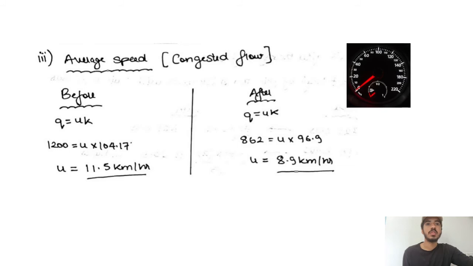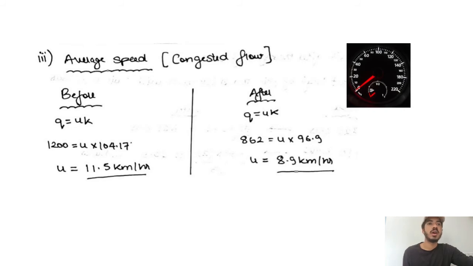Now the last part of the question is to calculate the average speed. The average speed for the congested situation can be simply calculated using the formula Q is equal to UK. For the scenario before the transfer took place, the Q value, which is 1200, is equal to U multiplied by 104.17. This was the density found using average spacing in the initial condition. Based on that, the value of U can be found to be 11.5 km per hour.